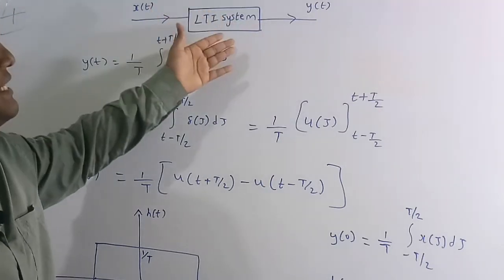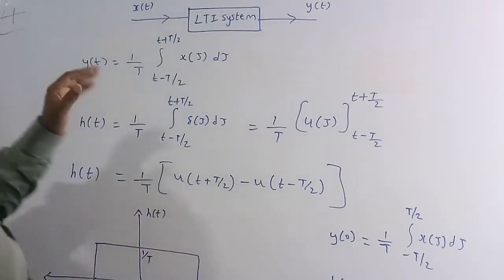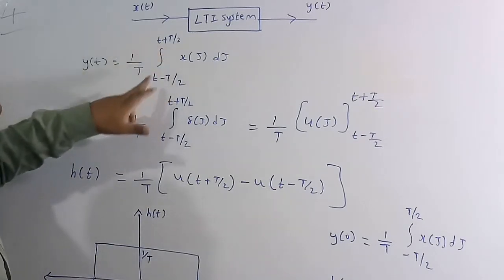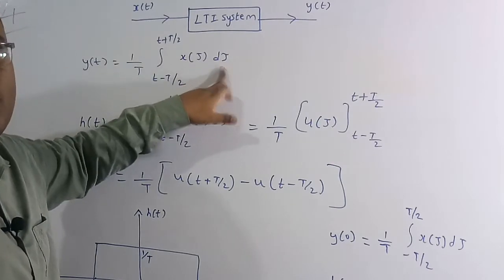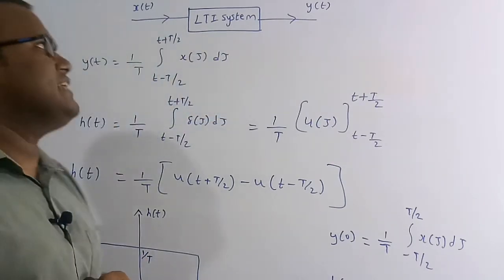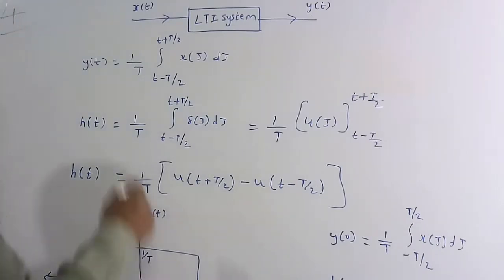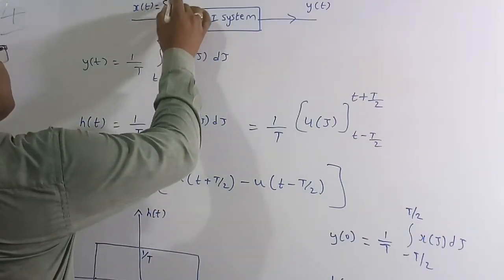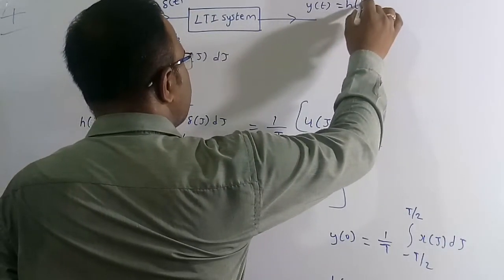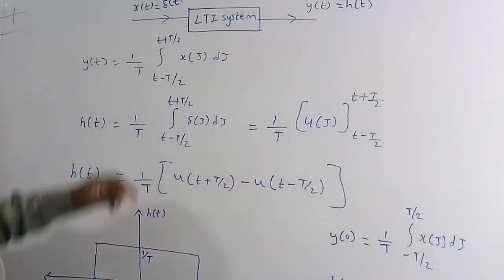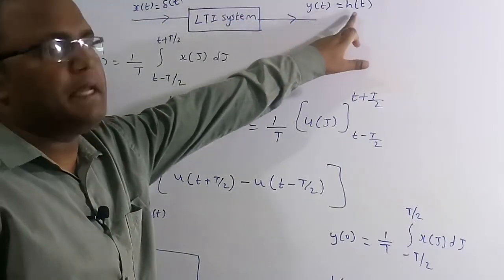So for this LTI system they have given that the relation between the input and output of the LTI system is y of t is equal to 1 by t integration from t minus t by 2 to t plus t by 2 of x of tau d tau. So now we need to find what is the impulse response, and then we need to comment on the causality. So if the input is delta of t, means if the input is an impulse signal, then the output we are going to get is the impulse response. So here if the input x of t is equal to delta of t, the impulse signal, the output y of t will be the impulse response.